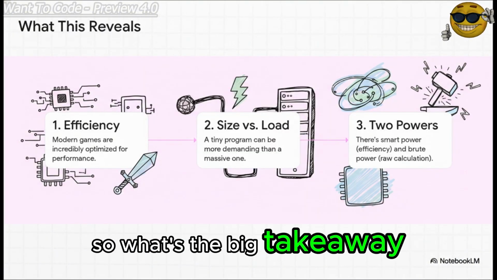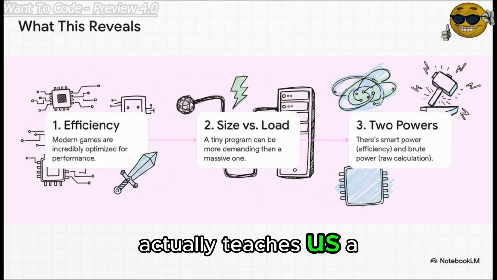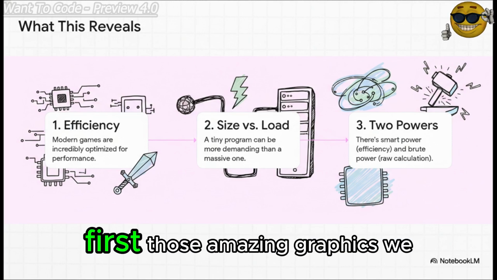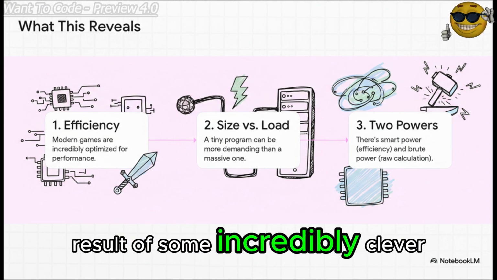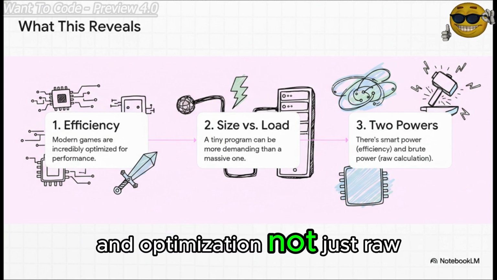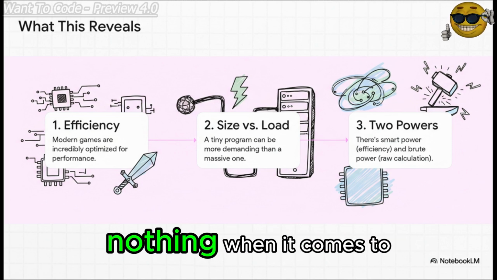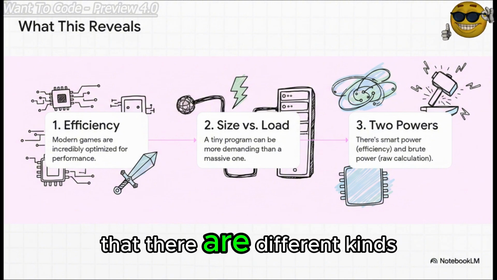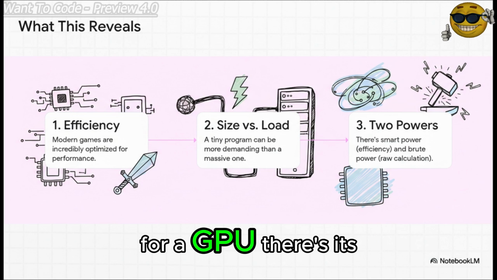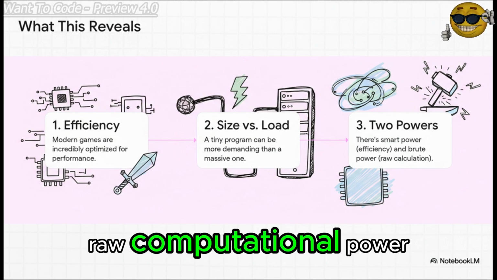So what's the big takeaway from all this? Well, this little 80 kilobyte program actually teaches us a few really crucial things. First, those amazing graphics we see in today's games are the result of some incredibly clever engineering and optimization, not just raw power. Second, the size of a program means absolutely nothing when it comes to how demanding it can be. And finally, it really shows us that there are different kinds of power for a GPU. There's its smart, efficient power for gaming, and then there's its brute force, raw computational power.